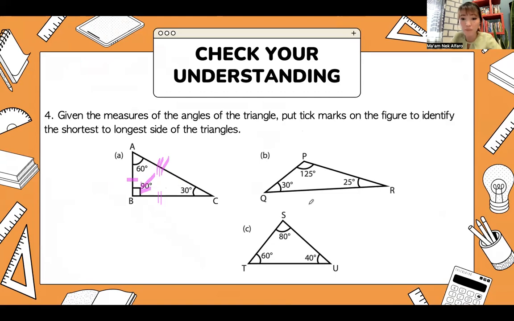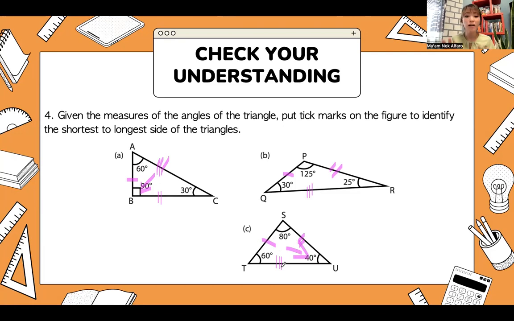For letter B, this is the shortest. Next. And then this is the longest side, segment QR. So we are already done. Last one, we have 40 as the opposite angle. This is the shortest side, ST. And then segment SU next. And the longest side is segment TU.